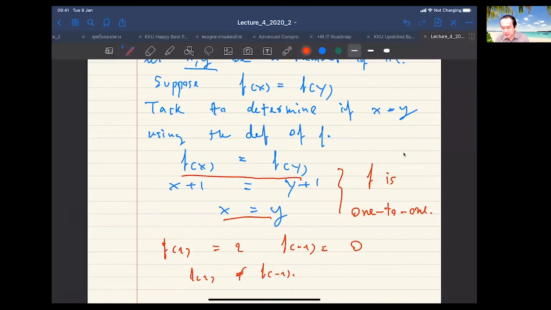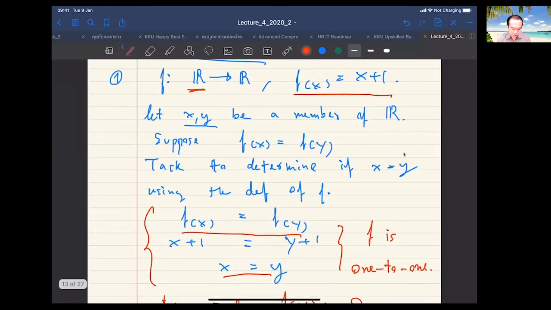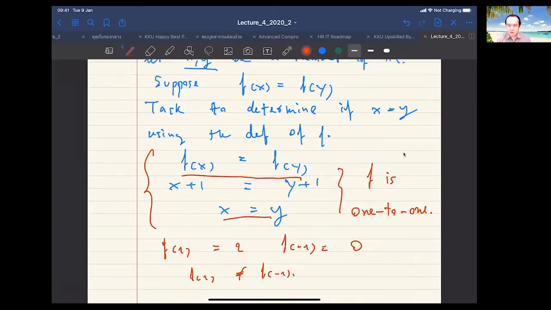So you have to find two numbers that if you pass them to f, the outputs are equal, but these two numbers are not equal. You can try to find it. If you try substituting and you cannot find it, maybe there's a chance that it's one-to-one, then you can try this method. You don't have to start with this method if you're not sure, because it's easier to prove it's not one-to-one. Just keep one example and you're done. But it's a bit harder for more complicated functions. Any questions so far?